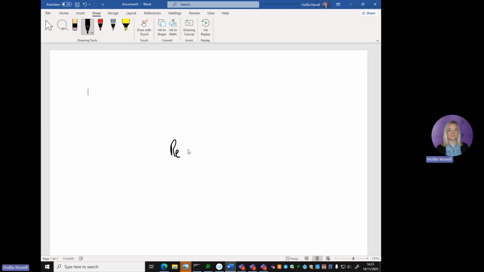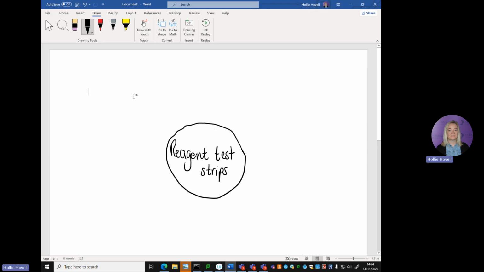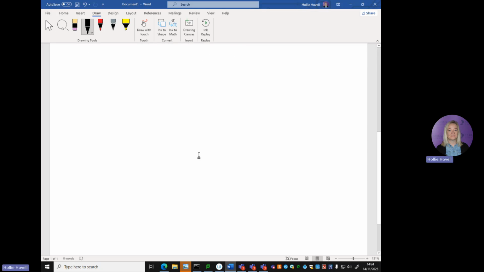Lots of people started off with the little dipsticks in the urine, which were called reagent test strips. In our planning, I'm going to do it as a spider diagram, but obviously you'd write it up probably as paragraphs. So we did reagent test strips. Lots of you then did Benedict's, and the first Benedict's that we did was called qualitative Benedict's.